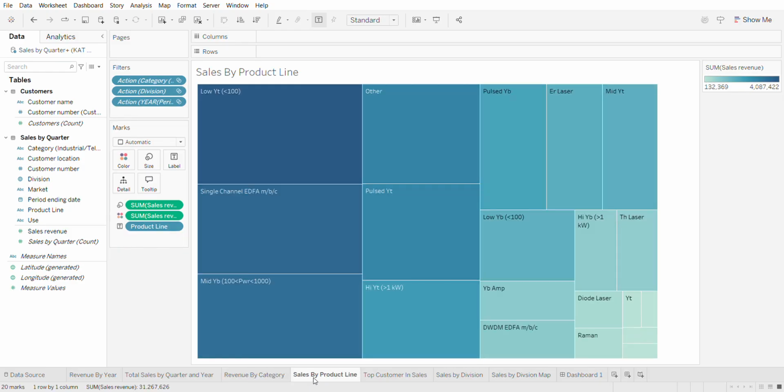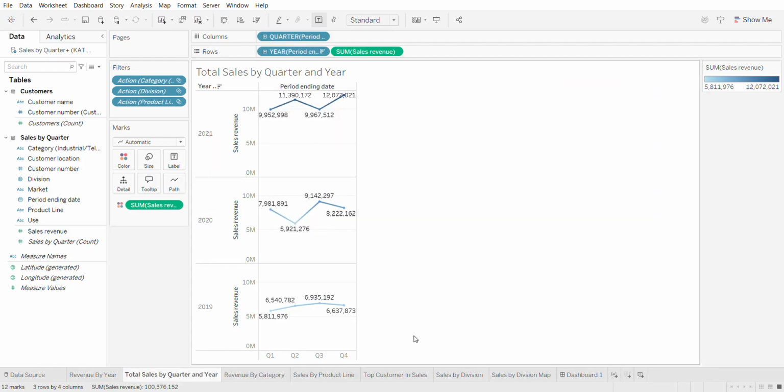Next is going to be sales by product line. What this graph breaks down is basically the intensity of the sale. We can see our low YT, the deepest color and the biggest area of the graph, had 4 million, basically 4.1 million in sales. That's why it has the deepest color. But if you look at our smallest, DWDM transport, it's 132,000. So what we can see is the deeper the color, the more sales, and the lighter the color, the less sales, as reflected by our total sales by quarter graph.